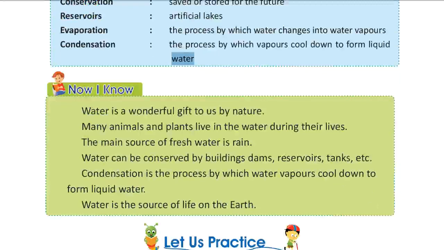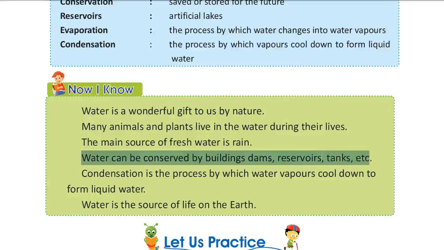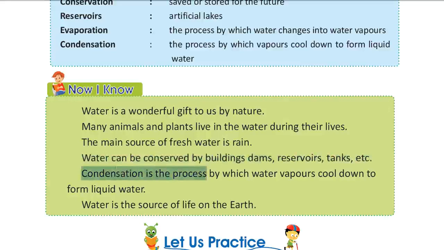Now children, let us revise what we learned in this chapter. Now I know water is a wonderful gift to us by nature. Many animals and plants live in the water during their lives. The main source of fresh water is rain. Water can be conserved by building dams, reservoirs, tanks, etc. Condensation is the process by which water vapors cool down to form liquid water. Water is the source of life on the earth.